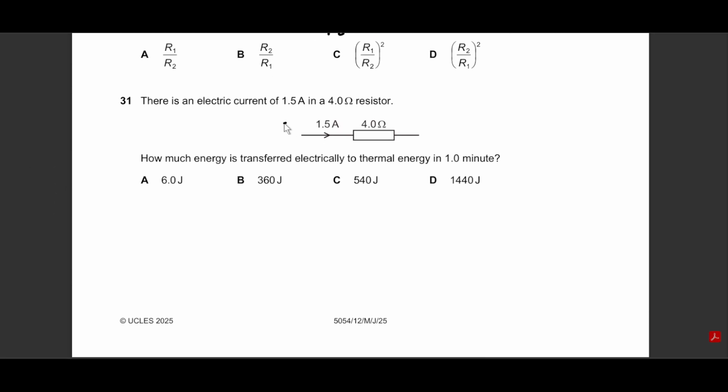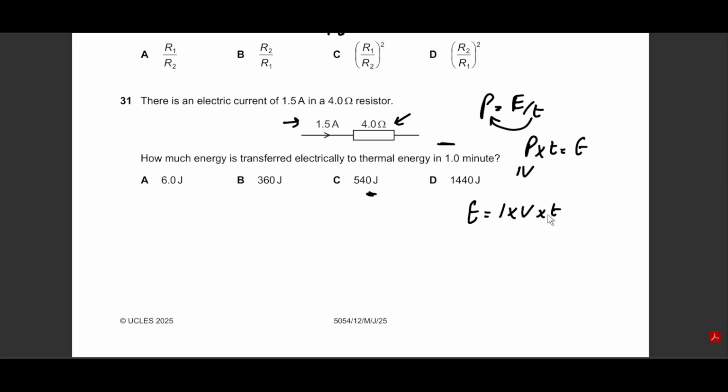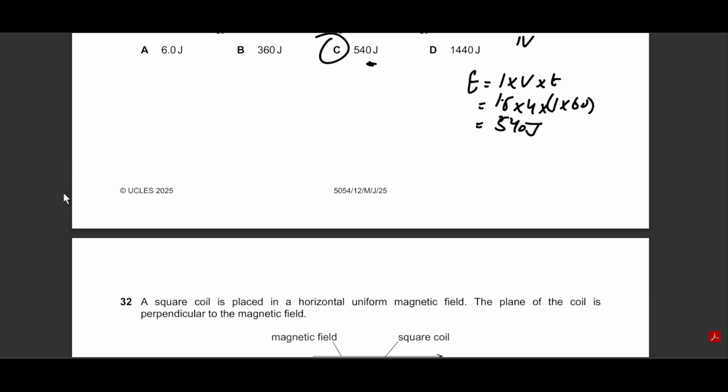Question number 31, he says the current is given, 4 ohm resistance. He wants to find the energy. Looking at the MCQs, there is 1 minute. So we have power equals energy divided by time. Let's take this over here. So this becomes power multiplied by time equals E. E equals power, which can be found by IV. So I multiplied by V multiplied by T. Time has to be in seconds. Current is 1.5. Resistance is 4. So 1.5 multiplied by 4 multiplied by 1 minute into 60 seconds. This is going to come out as 540 joules, option C.